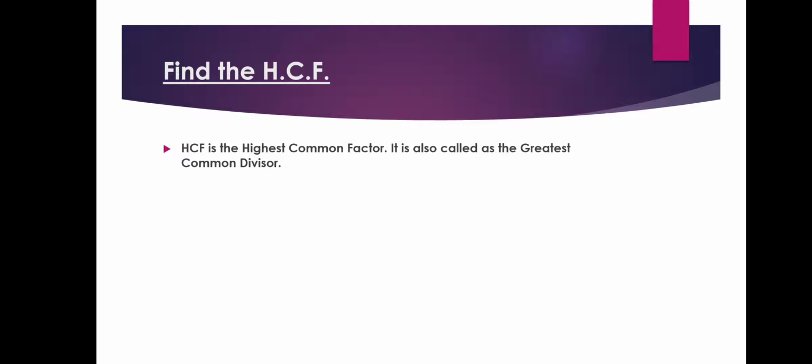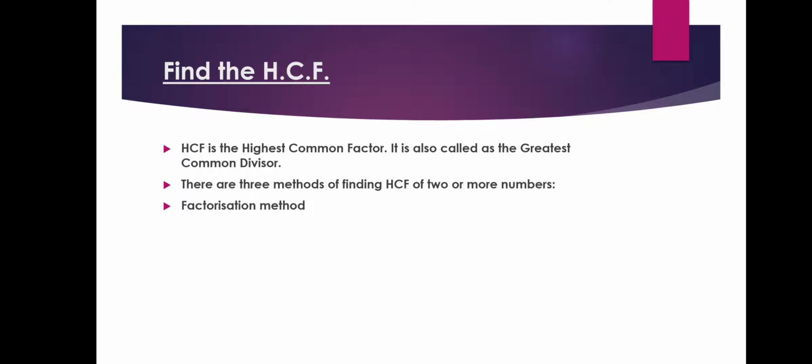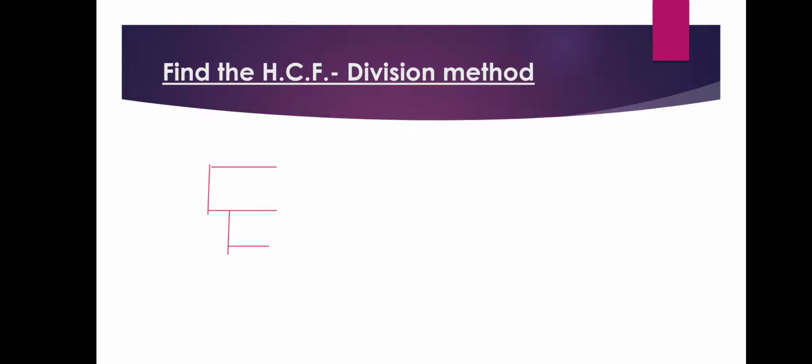Now let us understand how to find the HCF. See, HCF is the highest common factor. It is also called the greatest common divisor. There are 3 methods of finding the HCF of 2 or more numbers. First is the factorization method, then there is the prime factorization method, and there is the division method. Now we have to find the HCF by the division method.